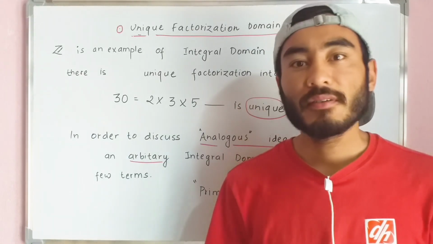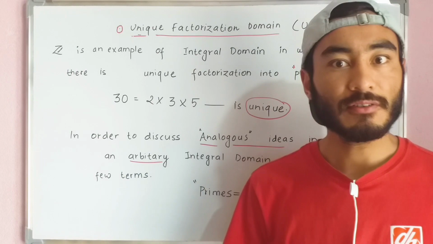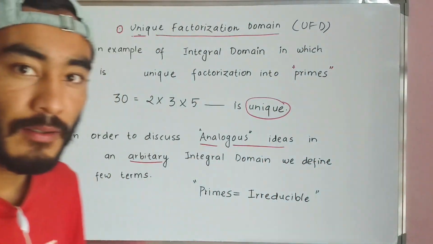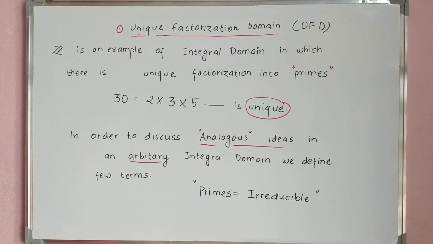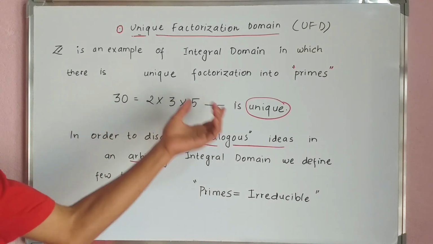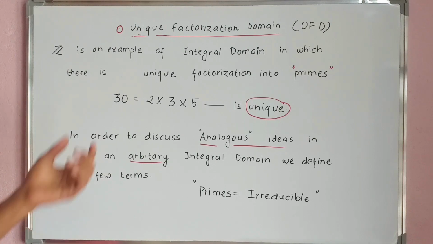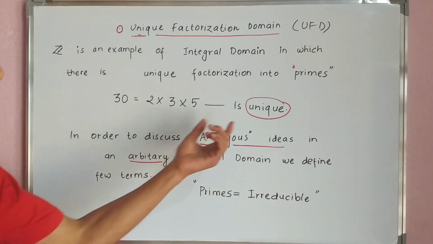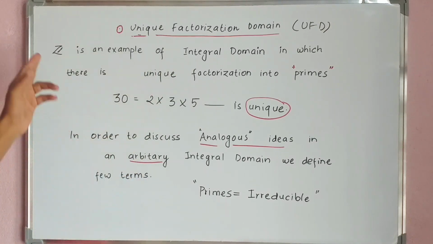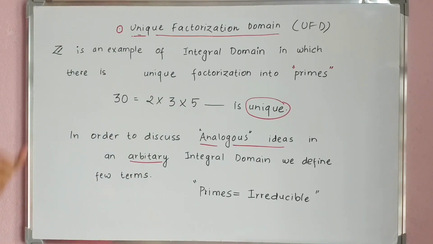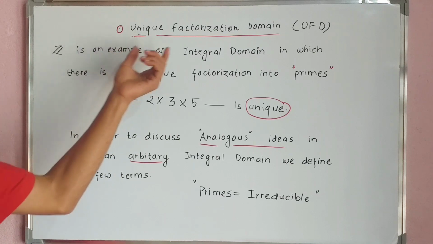Hi guys, this video is on unique factorization domain. Now there is an example of an integral domain in which there is unique factorization into primes. Take an integer 30, factor 30 into primes: 30 equals 2 times 3 times 5. This factorization of 30 into primes is unique because there is no other way you could factor 30 into primes in integers. So it is an example of a unique factorization domain.